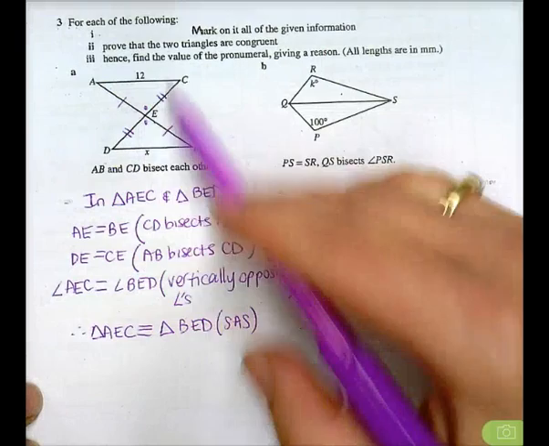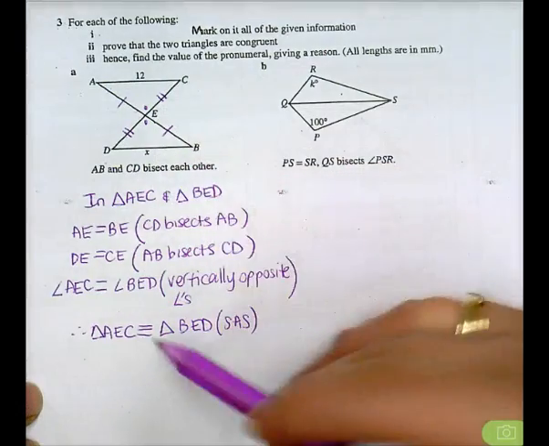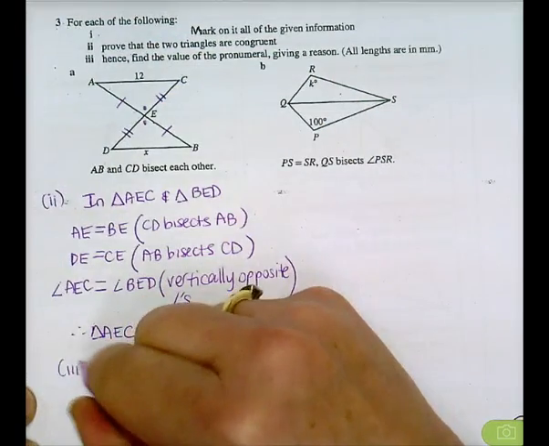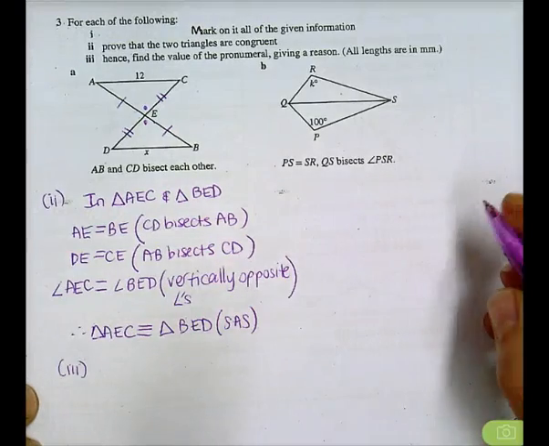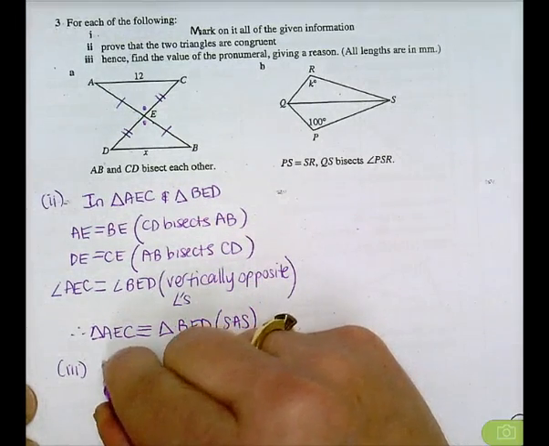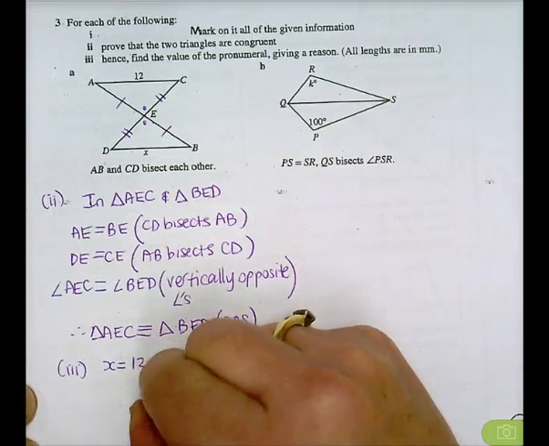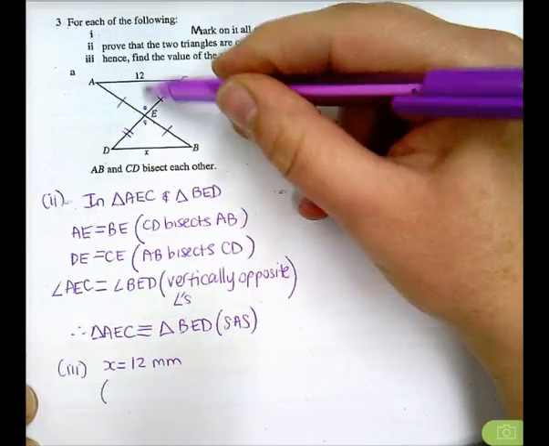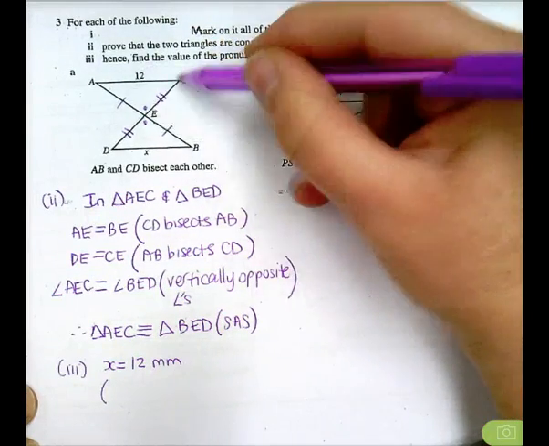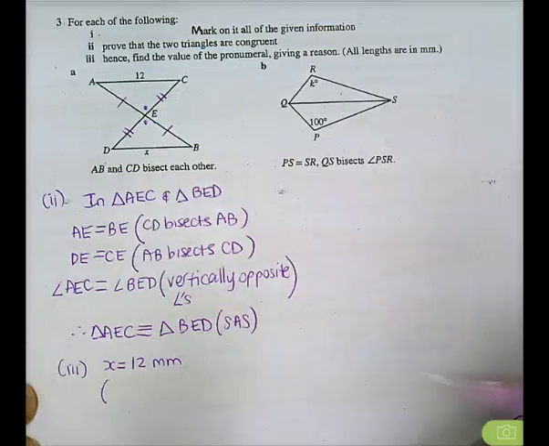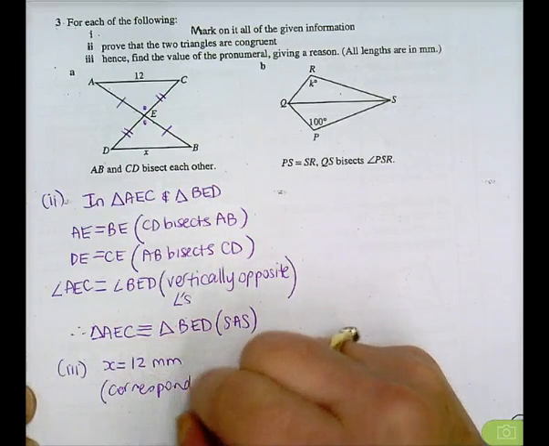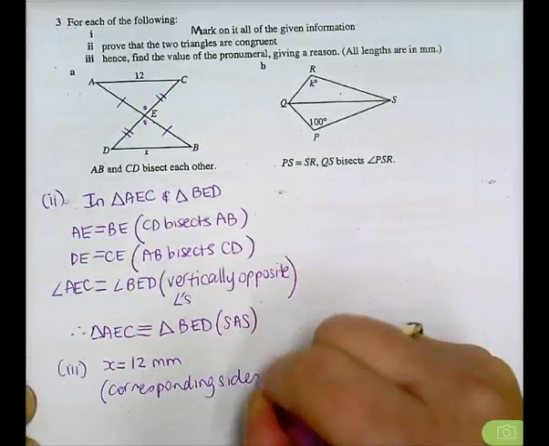So now part 1 was to mark in all the given information, part 2 was to prove that the two triangles are congruent, and part 3 is to hence find the value of the pronumeral giving a reason. Now we can say that therefore x equals 12 millimeters, because see, this 12 is opposite the dot here in the first triangle and the x is opposite the dot, so they are corresponding sides of congruent triangles.